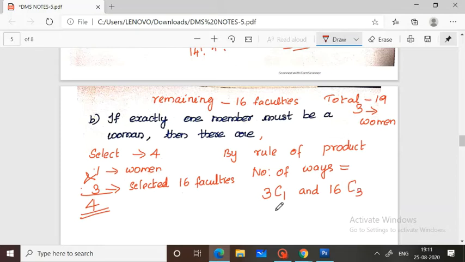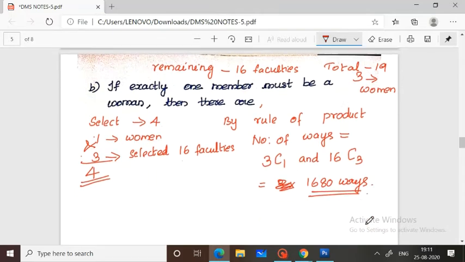So 3, അവിടെ ഒരു കണ്ടീഷൻ എസ്പെഷ്യലി പറയുന്നുണ്ട്, ഒരാൾ ലേഡി ആയിരിക്കണം. So out of the 3 we select 1 lady, and out of the 16 we select 3. That is equal to 3 into 16C3. That is equal to, you can use calculator also, you will get an answer 1680. Sorry, totally the answer is 1680 ways. You will get this answer. So therefore now മൂവിങ് ഓൺ ടു ദ തേർഡ് കേസ്.